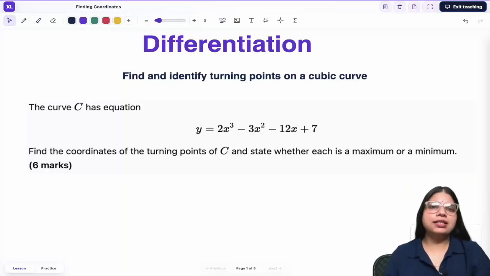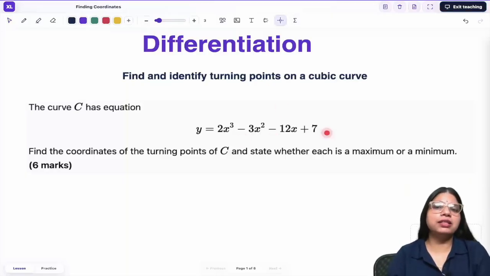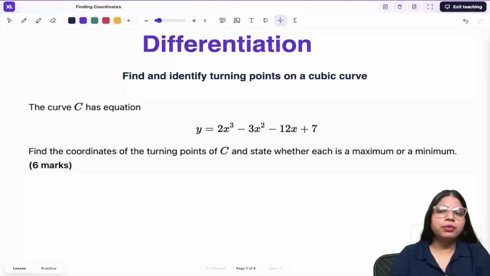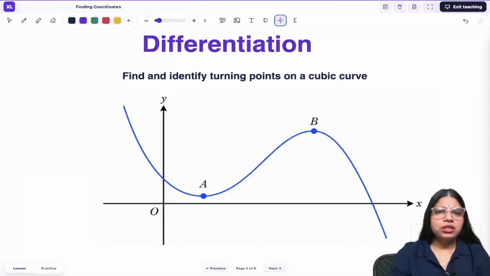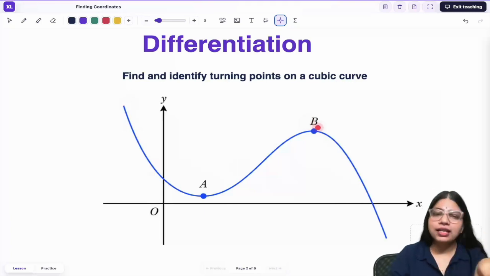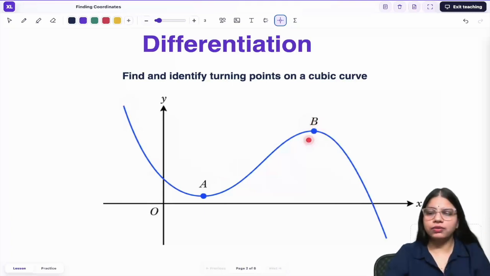How to solve these types of questions where we have a cubic curve given to us, because its highest power is 3. That means it's a cubic curve, a cubic equation. So how do we find the turning points and the nature of the turning points for a cubic curve? For these types of questions, first, we know that a cubic curve has two turning points, right? And we have to identify those turning points with their nature.